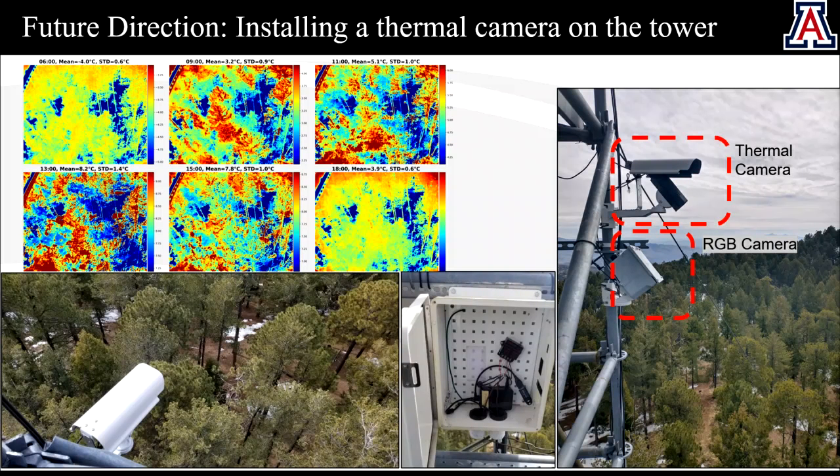As the next step for a follow-up study, we have recently installed a fixed thermal and RGB camera on the Mount Bigelow Tower to capture continuous 10-minute interval thermal and RGB images at about 5 cm spatial resolution. This rich dataset can give us the opportunity to capture diurnal and seasonal vegetation dynamics in higher spatial and temporal resolution.